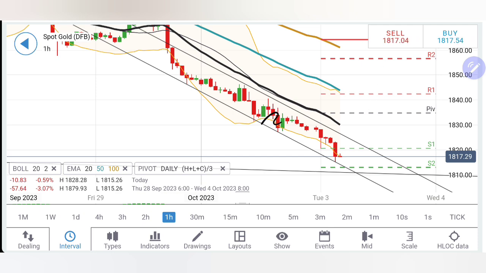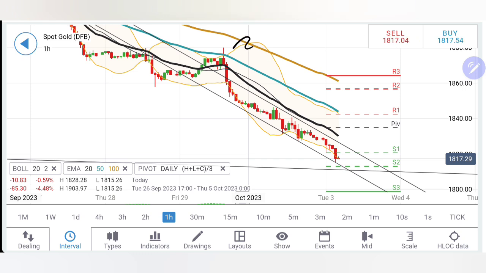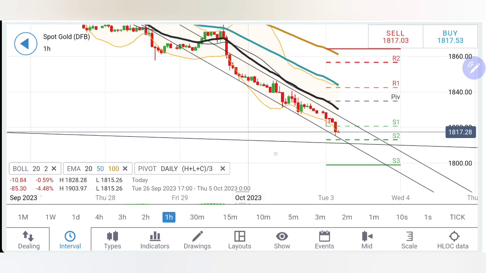Yes, hitting the bottom of the channel, if it tries to reverse, what could happen? It may try to yield a candle which is parallel to this and try to achieve the levels which can take it towards the 1840, 1850 zone, which is going to be the top of the parallel channel. But right now it is still staying bearish, not showing any signs of a reversal.